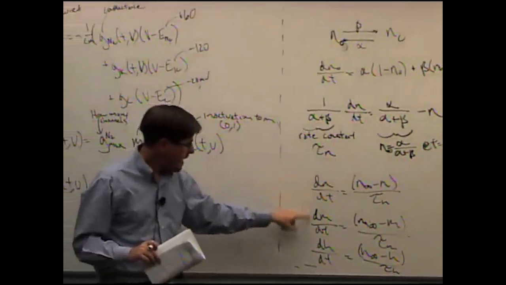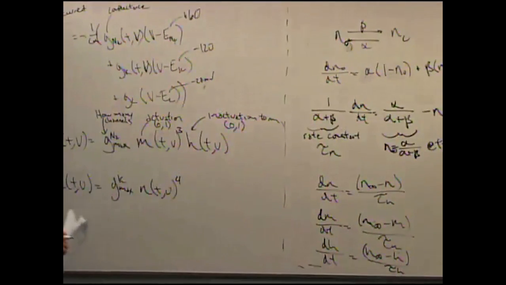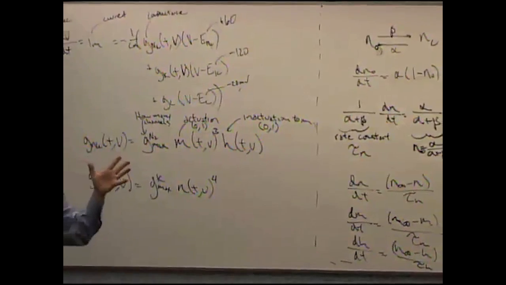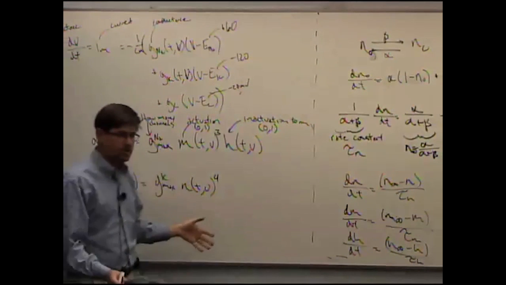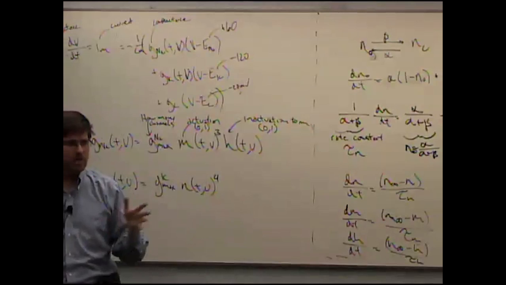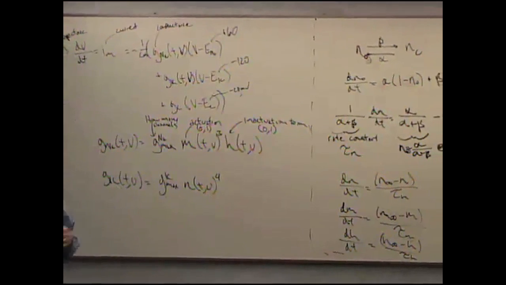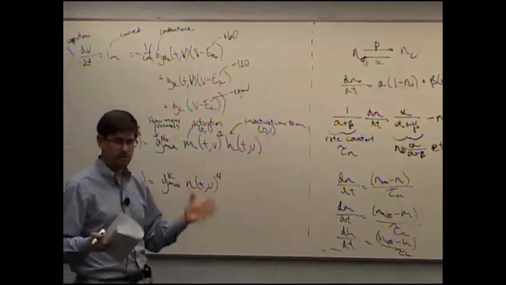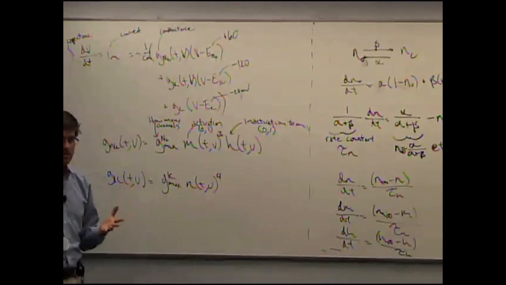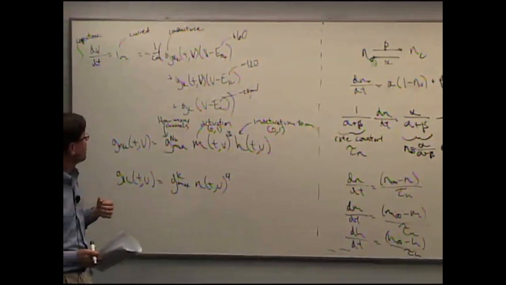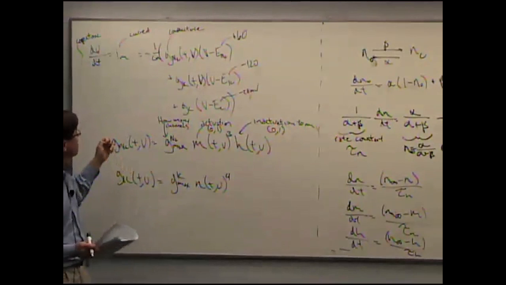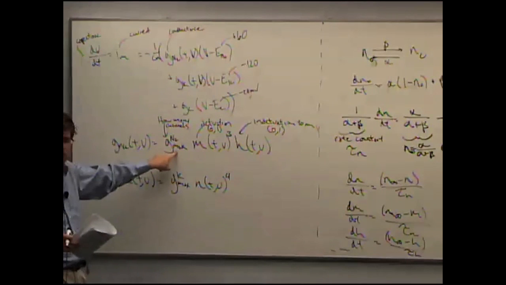N, M, H, and V are what we call states, right? How active are the sodium channels? How inactivated are the sodium channels? How active are the potassium channels? What's the current voltage state? Those are states. There are parameters in the equations, and parameters are things like, what's the maximum sodium conductance?